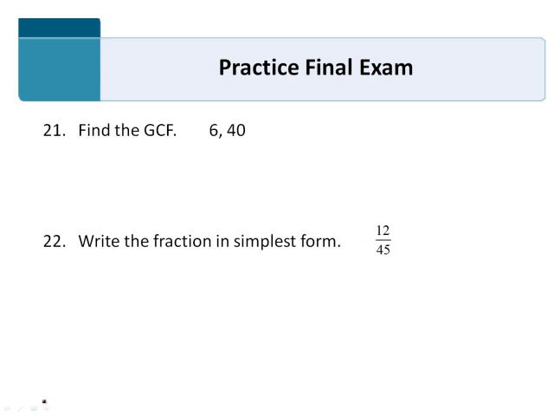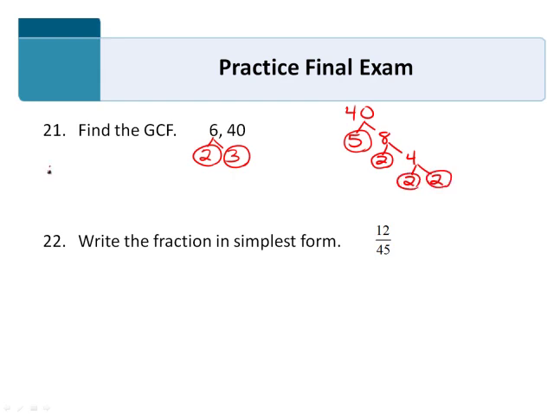21. Find the GCF. So here you're looking for the biggest number that goes into both 6 and 40. So again, we start with prime factorization. So 6 would just be 2 times 3, and they're both prime. I'm going to do 40 over here, so I've got some room. I'm going to split it into 5 and 8. Okay, 5 is prime. 8 would be 2 times 4. So 2 is prime.